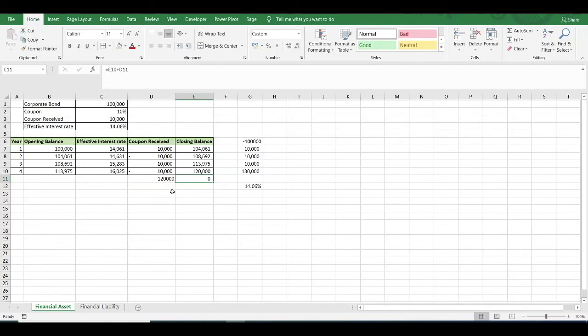The same principles will also apply when calculating the effective interest rate for a financial liability. The only difference is that you'll change the title of coupon received to coupon paid. That's the only difference between the financial asset and a financial liability when calculating the effective interest rate.